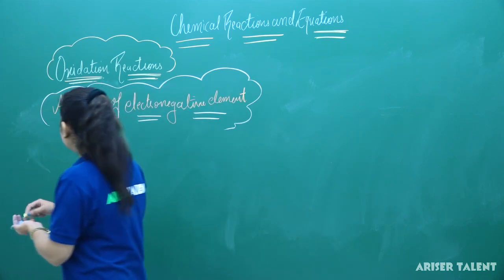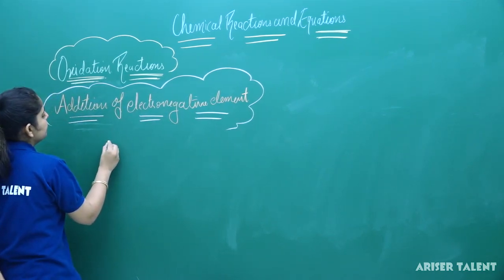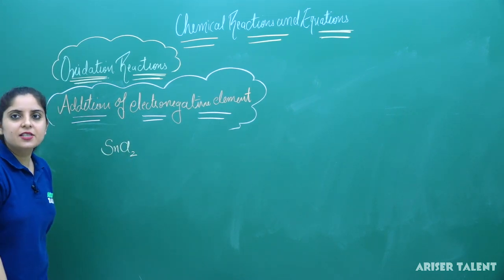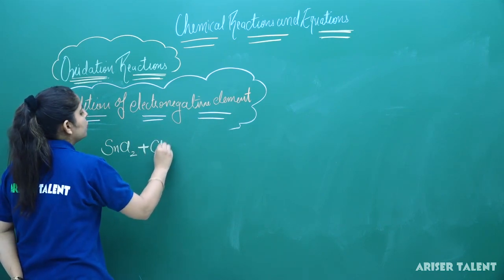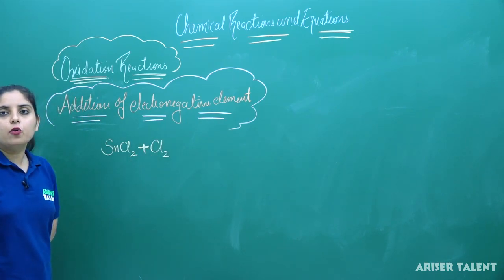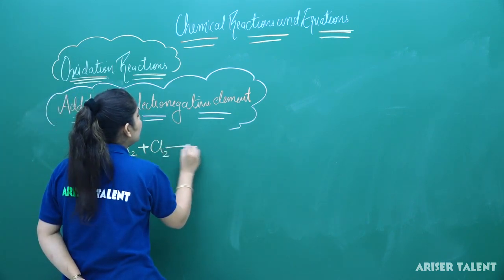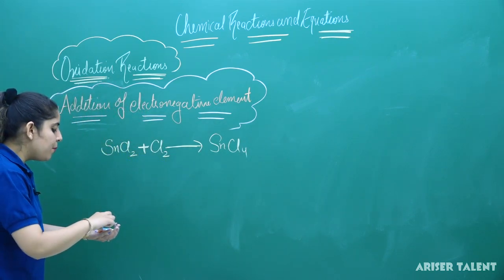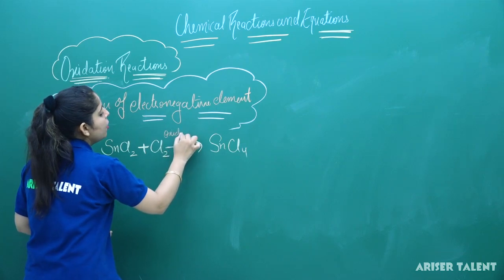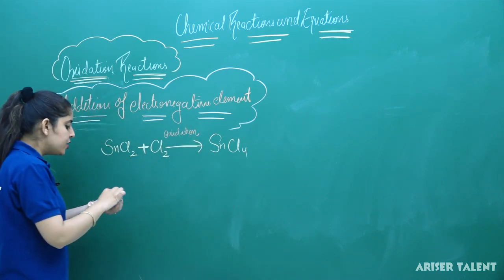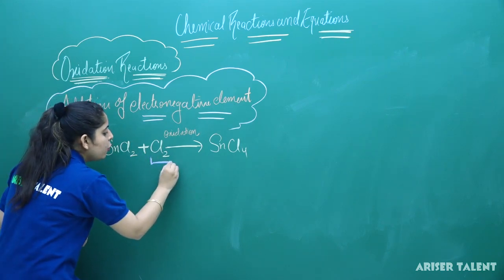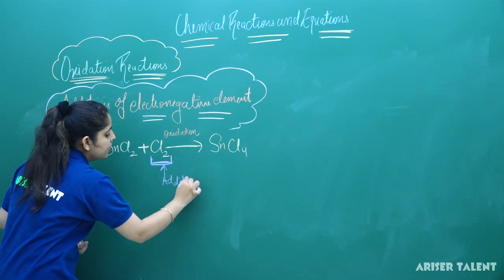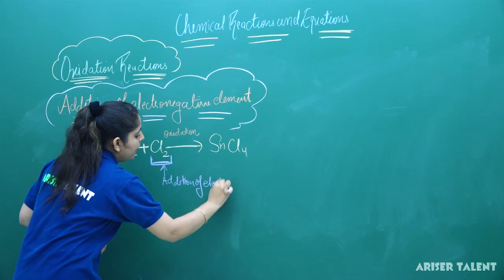Suppose we are taking here SnCl2. What is SnCl2? It is stannous chloride, and I am adding here Cl2, and we know that Cl2 is an electronegative element. So SnCl2 plus Cl2 is going to give you SnCl4. So again this type of reaction is oxidation. And why is it oxidation? Because you can see that the electronegative element is added in the reaction.